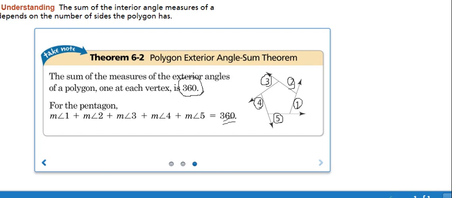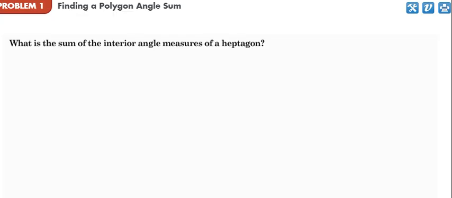Okay? Alright, so let's do a few problems now. Our first problem, problem number 1, says, what is the sum of the interior angle measures of a heptagon? The first thing we have to know is, what is a heptagon?